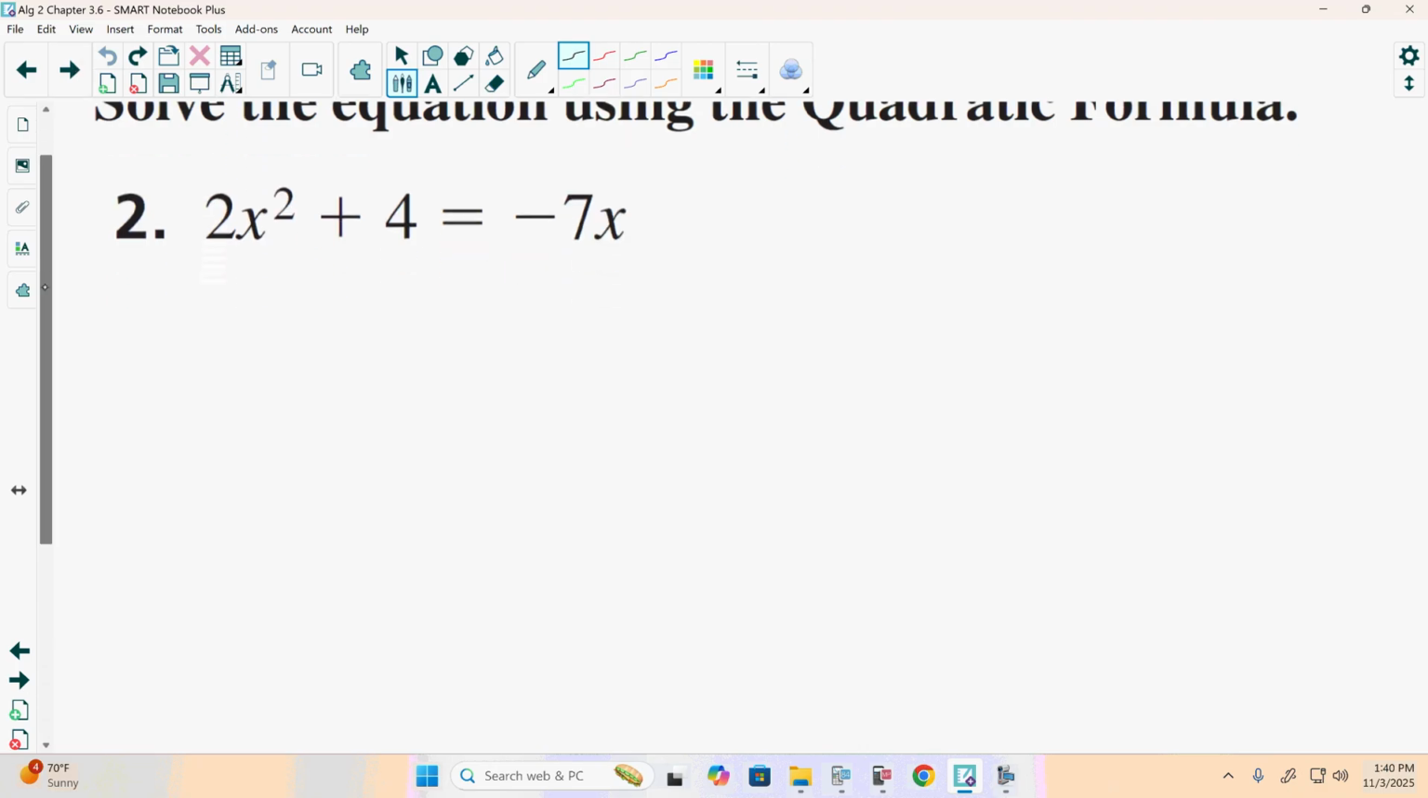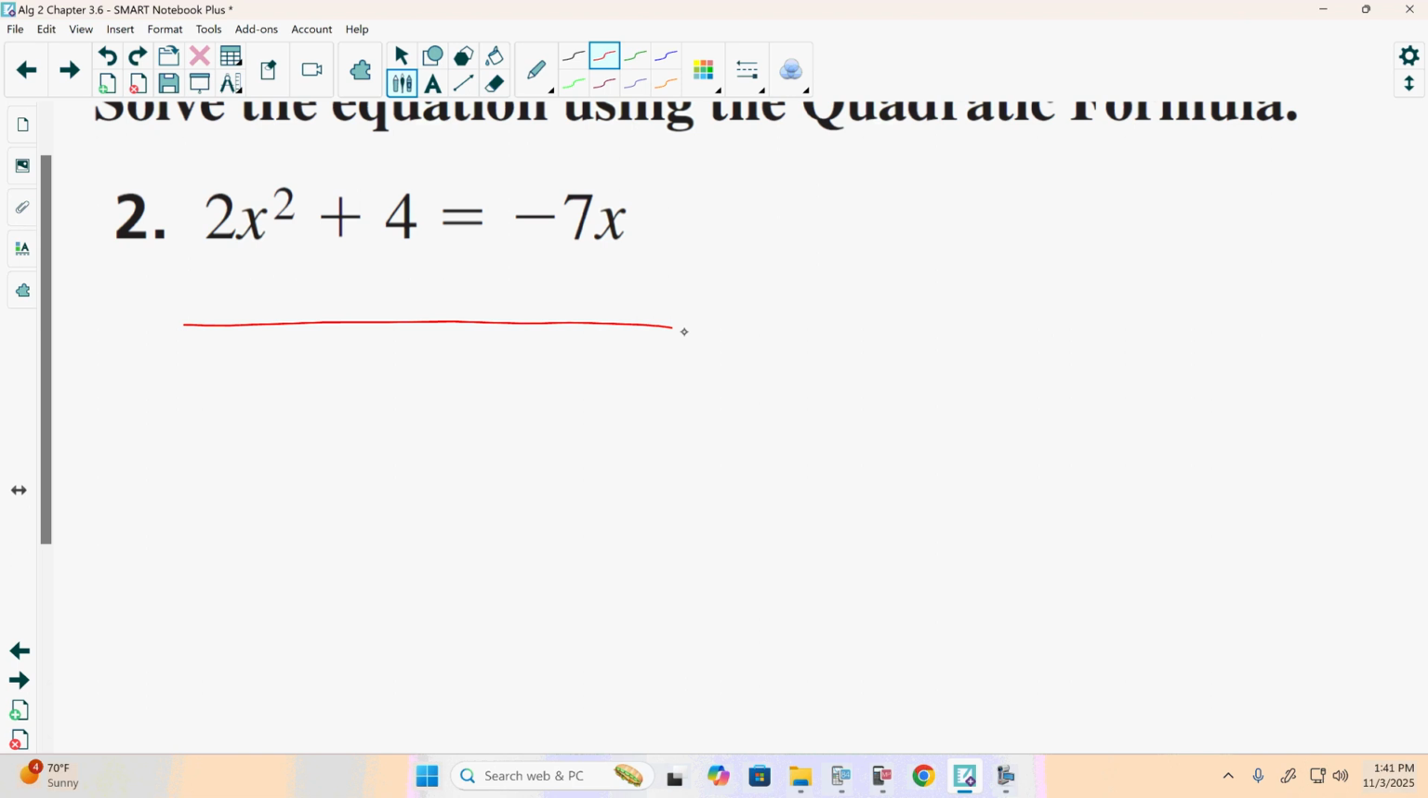All right, guys, focus up here, hats off. What we're doing today is we're finishing the note sheet over solving quadratic equations by the quadratic formula. Now, the first thing we need to do in solving by the quadratic formula is get the equation equal to 0. So for this one here, 2x squared plus 4 equals negative 7x, we need to move everything to the same side.